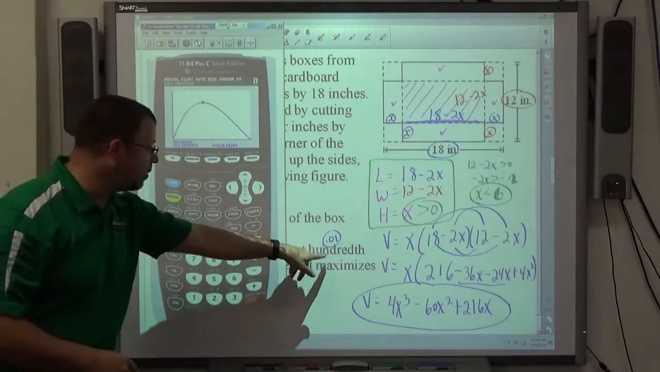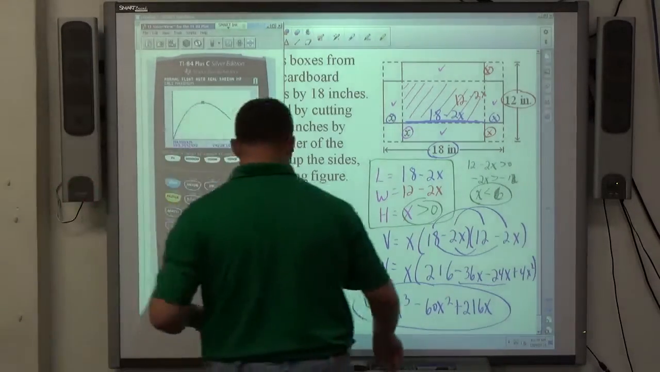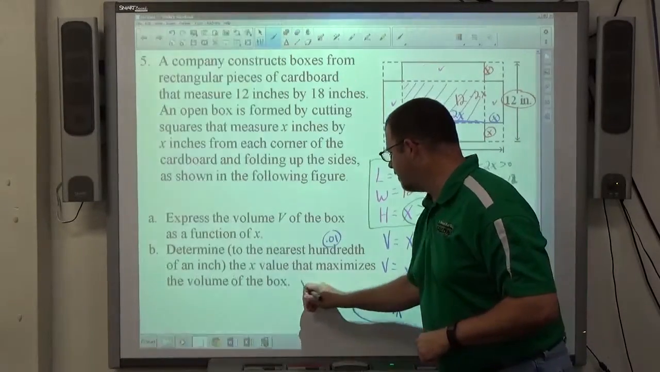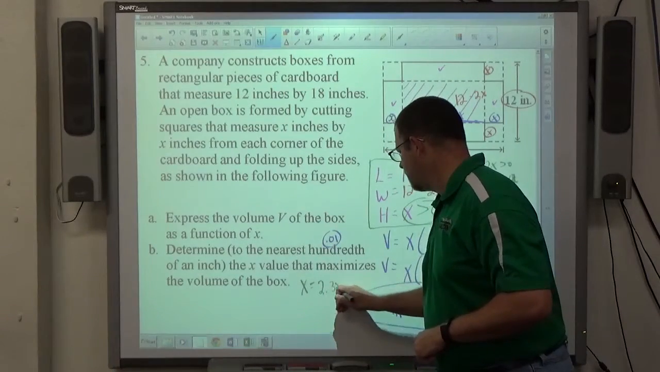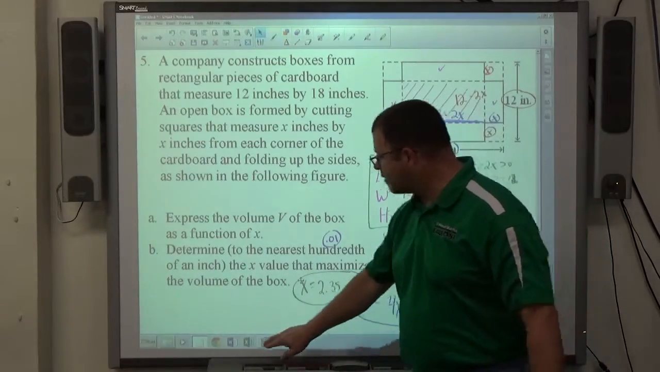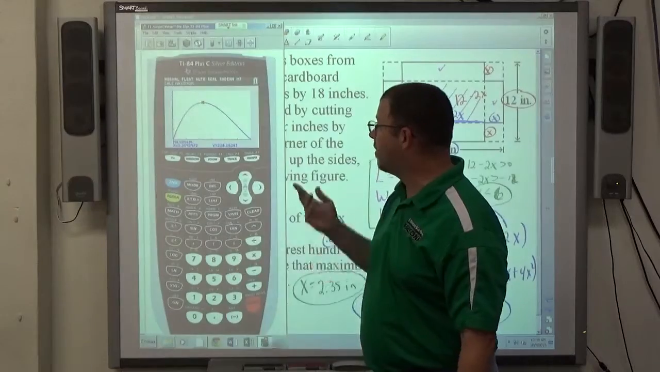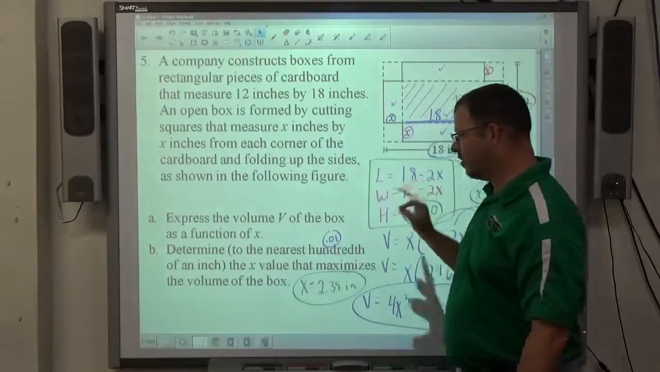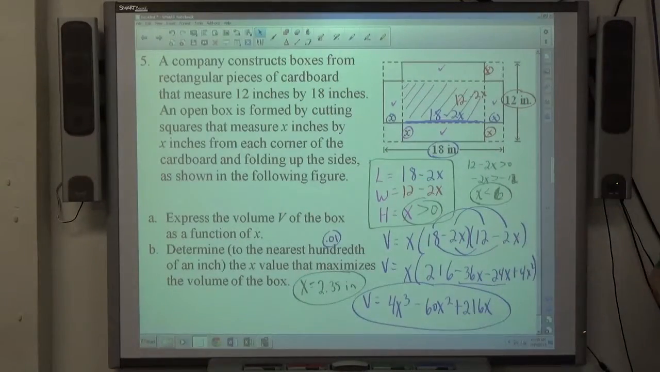2.35, it said to the nearest hundredth. That's 2 decimal places. So x equals 2.35 inches is going to maximize the volume of the box. The maximum volume of the box is 228.16. It didn't ask for that though. It says find what x should be, so I found out what x should be.